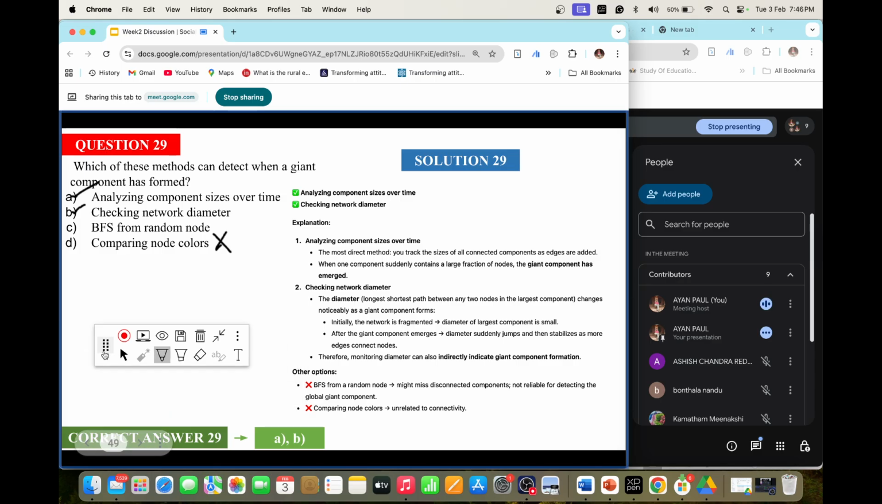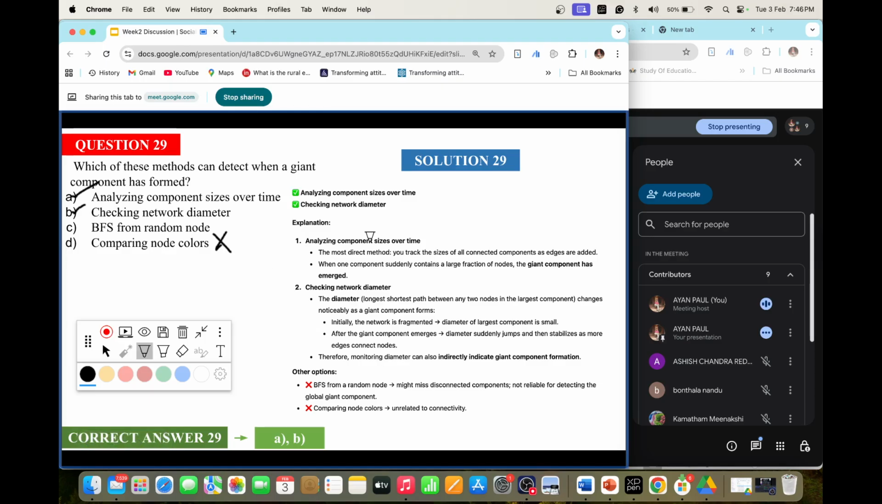Analyzing component size over time is the most direct method. You can track the size of all the connected components as edges are added. When one component suddenly contains a large fraction of nodes, the giant component has emerged. That is why analyzing component size over time is right.